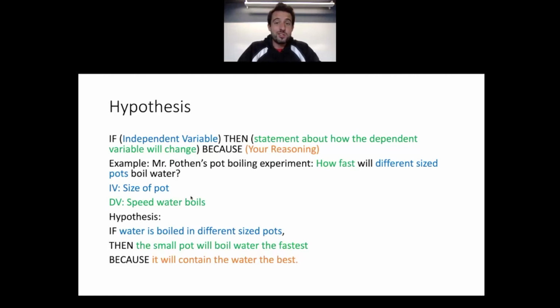Now, that's bad reasoning. It actually turns out that if you do this, the bigger pot will boil the water faster, just because it's the same amount of water in all pots. So the bigger pot will have more surface area. So it'll be able to heat the water, more water will have easier access to air, and it'll evaporate faster. I'm pretty sure that's what happens.